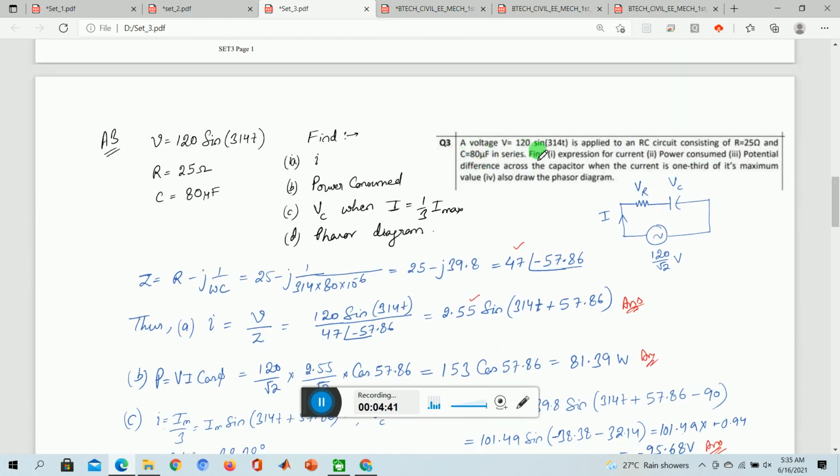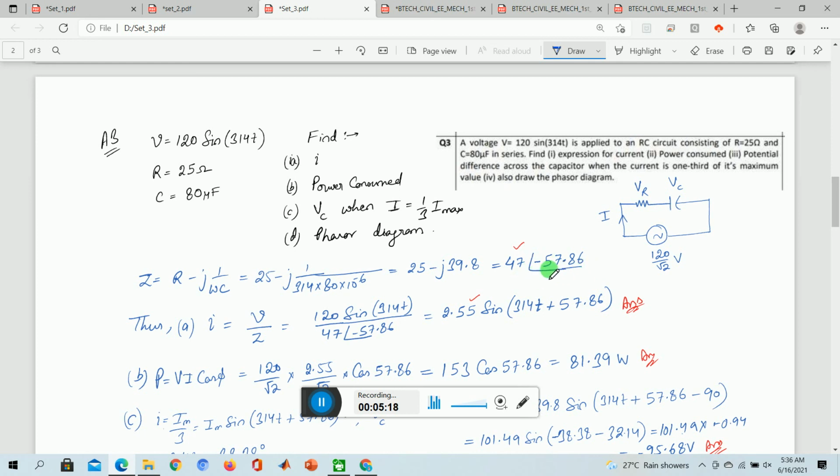Voltage is given as 120 sin(omega t), where omega is 314, applied to an RC circuit, R and C. So when R and C are there, we can write the value of Z as R minus j times 1 by omega C. You have been asked to express the current. So let us solve this. Z is equal to 25 minus 39.8j, which comes out to be 47 angle of minus 57.86.